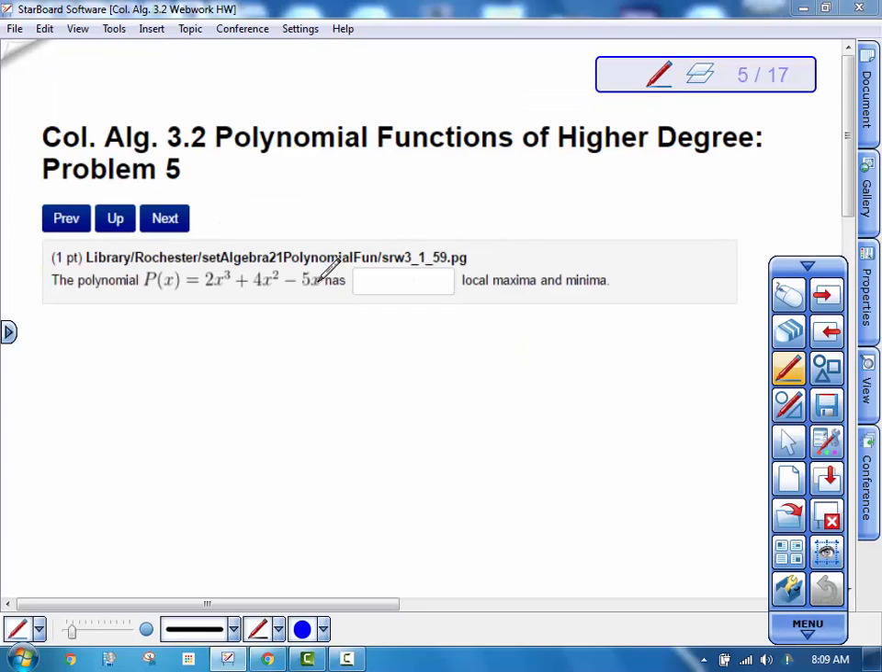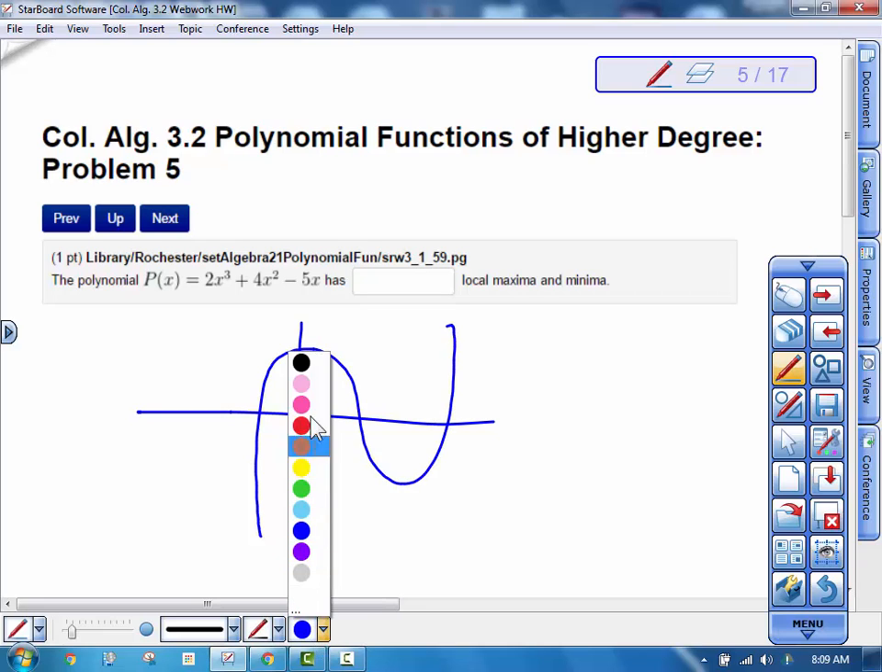Okay. Next problem then gives us a third degree polynomial, and we want to talk about how many local maximum and minimum it has. Well, third degree polynomials we know look like this. So we know that there's one local maximum and one local minimum. I don't know if it wants 1 or 2, I don't know the way this is worded, but it has 2 local maximum and minimum, it's got 1, 2. And the total number of local maxima or minima is always 1 less than the degree of the polynomial as well.